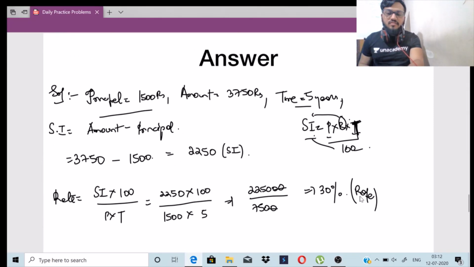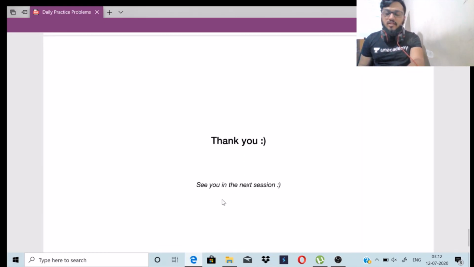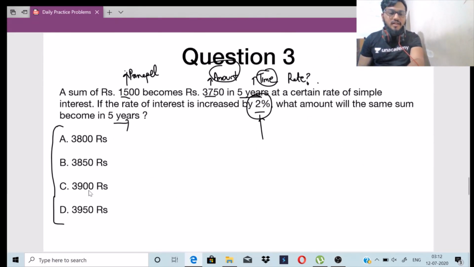So here first we find out the rate, then the new rate, then applying the new rate we get the new SI, then add the new SI to the principal. So the answer is 3900 rupees, which is option C.